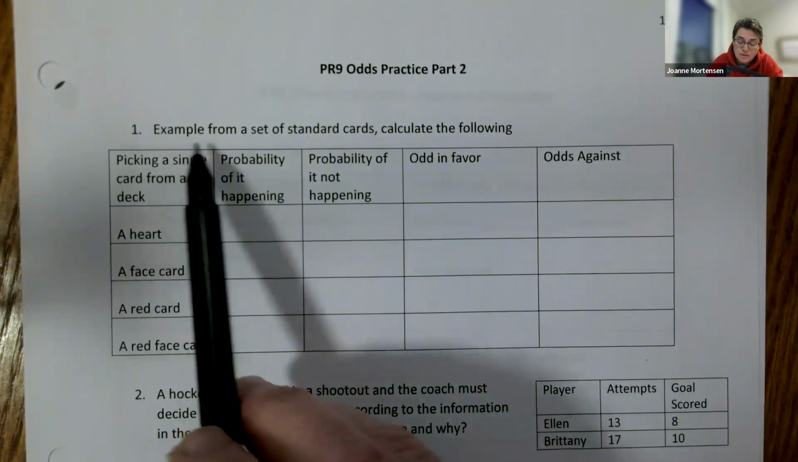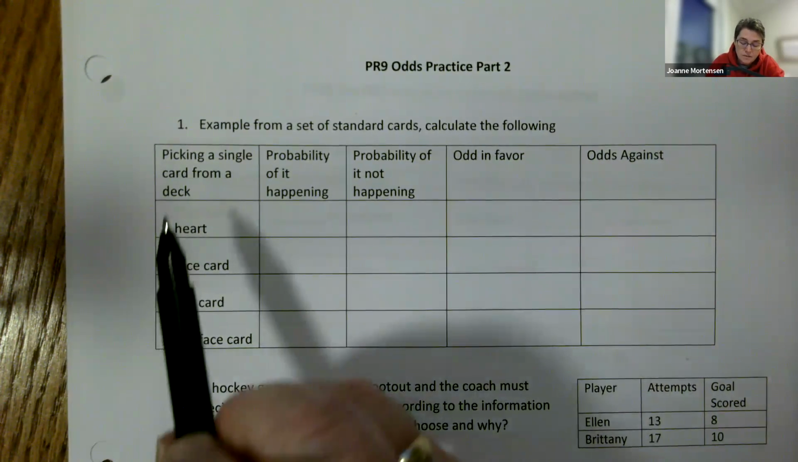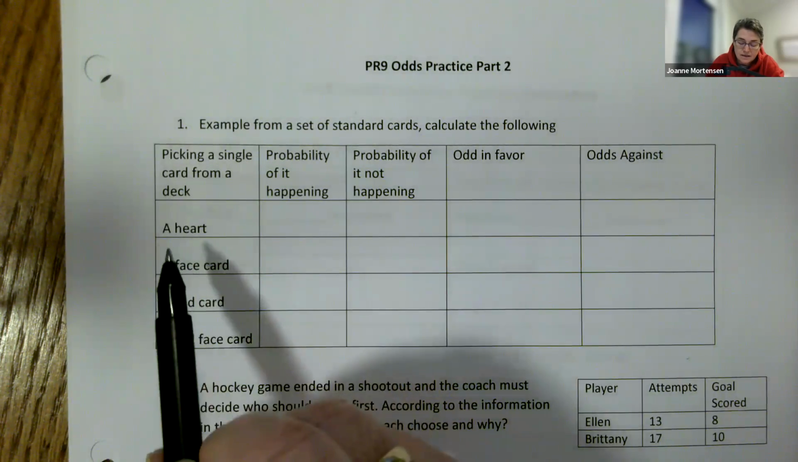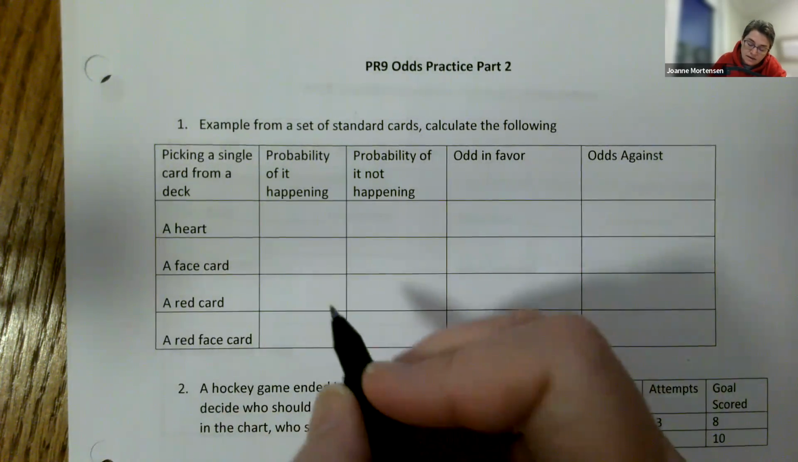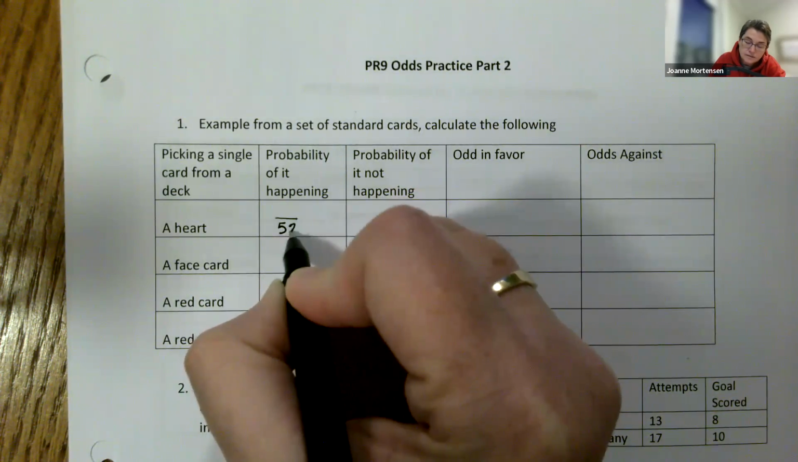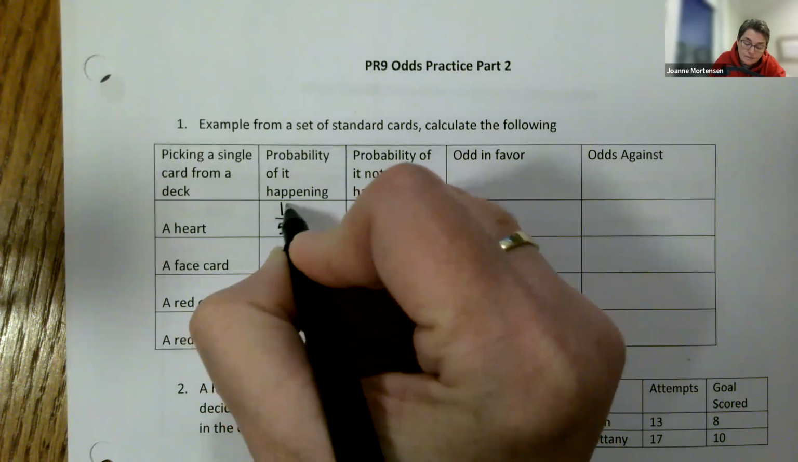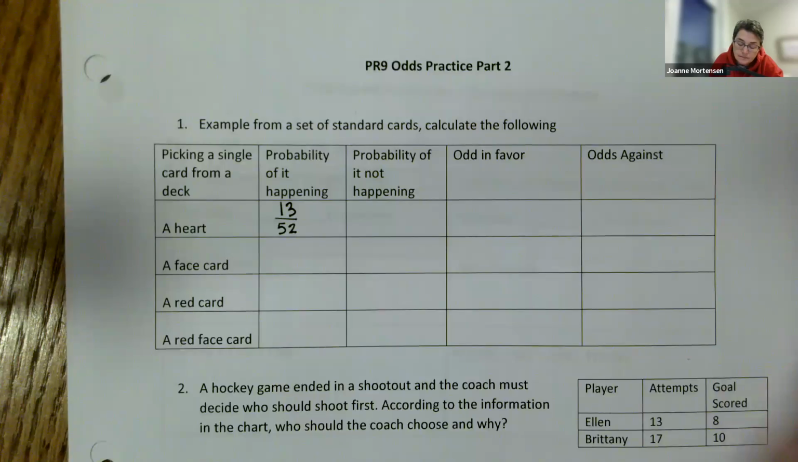Set example from a set of standard cards. Calculate the following. Okay. Picking a single card from a deck, a heart. All right. So we want probability. You all know where that came from, right? There's 52 cards in a deck, and there are 13 hearts. There we go.